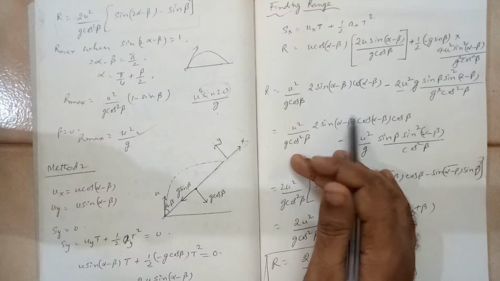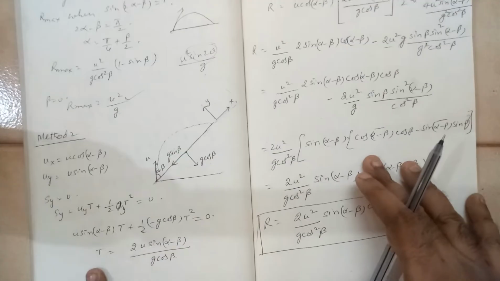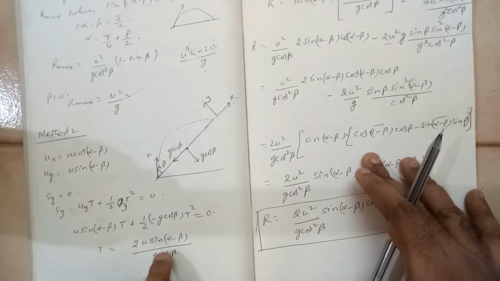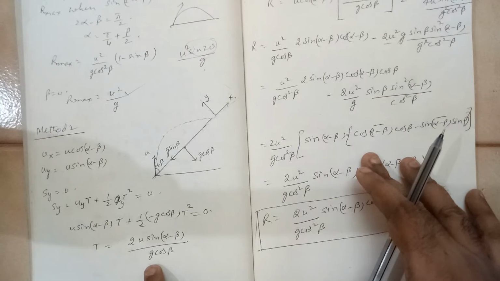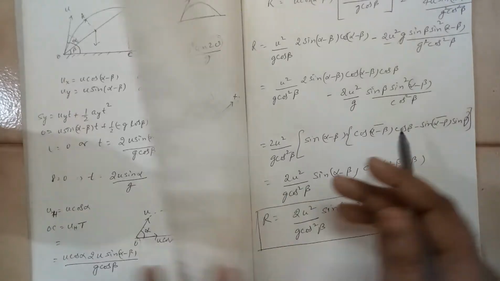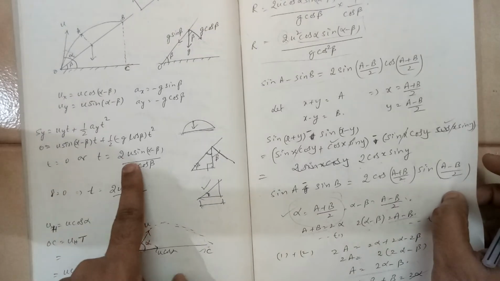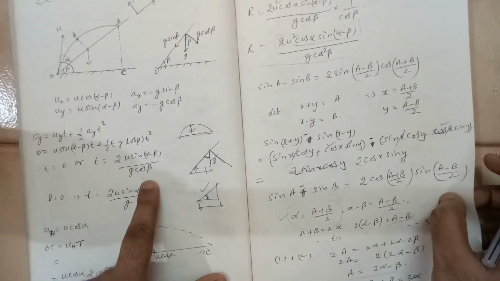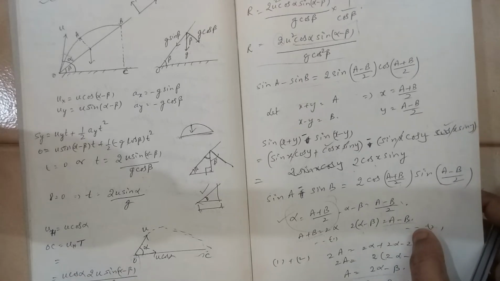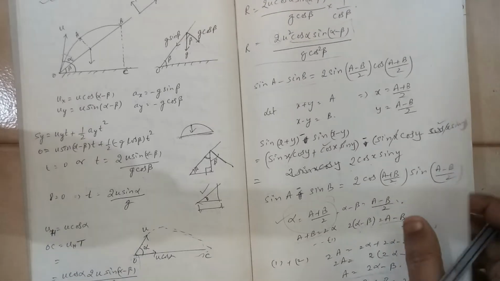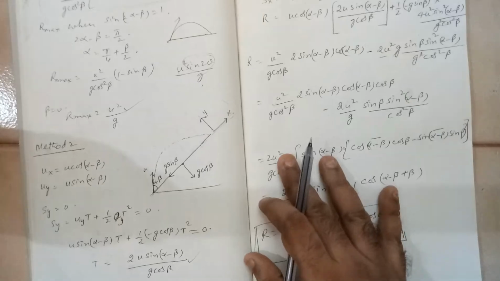If you rearrange the terms and calculate the value, t is equal to 2u sin of alpha minus beta by g cos beta. You see this equation and this equation, we have got the same value, 2u sin of alpha minus beta by g cos beta. So we got the same time of flight, right? Now we have to calculate the range.